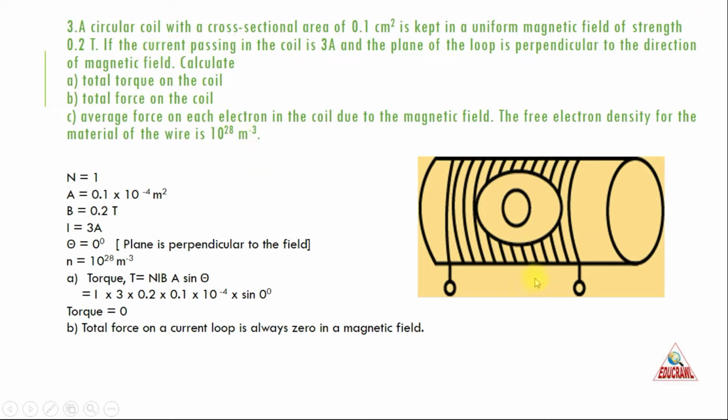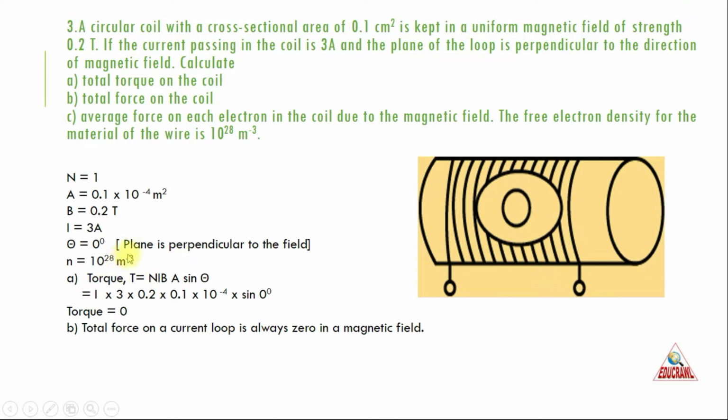Here the number of turns is not given, so we will assume that the number of turns is 1. The area is given as 0.1 centimeter square, so when we convert it into meter square it will be 0.1 into 10 power minus 4 meter square. The magnetic field is 0.2 Tesla, current is 3 ampere. Here theta is equal to 0. Since the plane is perpendicular to the field, the angle between them will be 0 degree. The free electron density, that is how many electrons are present, is given as 10 power 28 per meter cube.